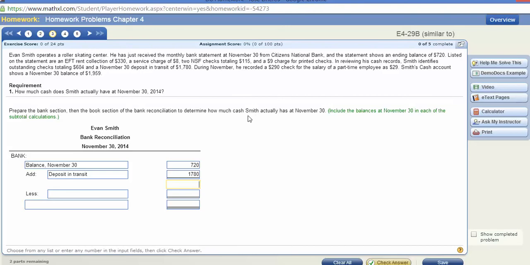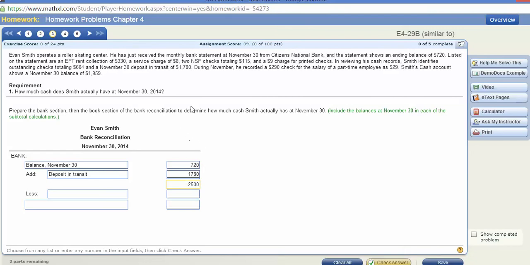Then you'll notice here, include the balances at November 30th in each of the subtotal calculations. Here's a subtotal, so we need to calculate that. We can't ignore the 720 that begins the cycle. So we have 720, and we add to that 1,780. That gives us 2,500. Okay, and that's just a subtotal. Now we're saying, well, what does the bank not know about that's going to make this go up, right? Now, what does this bank statement not know about that's going to make this go down?